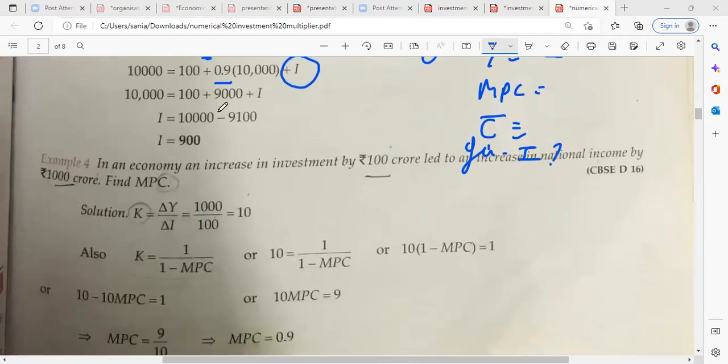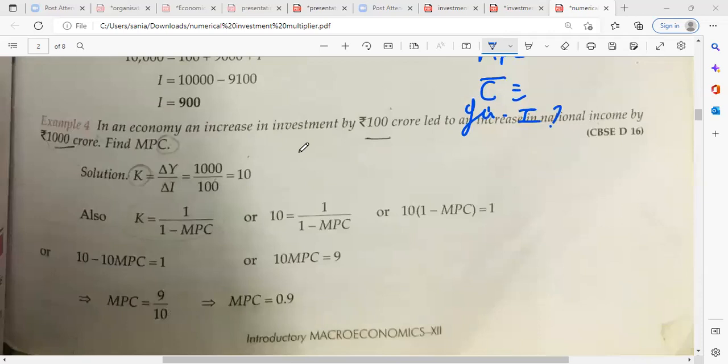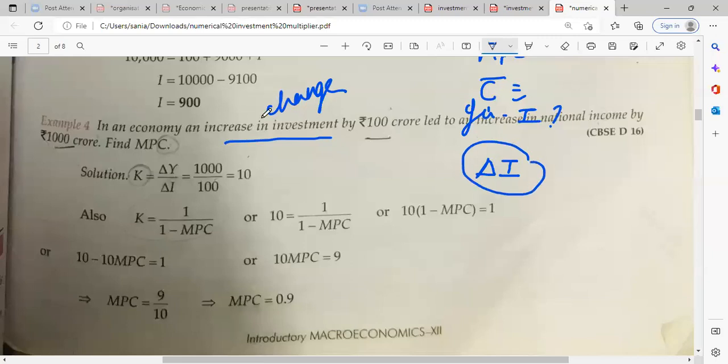Okay. Now the next question, very important question. Over here we are going to use a different formula. The question is, in an economy, an increase in investment. Increase in investment means delta I. Whether they give you change in investment or increase in investment, you have to understand this is delta I. Whenever it is a change in consumption, change in anything, remember this is delta. It is 100 crore. Wait, I'll just erase it.